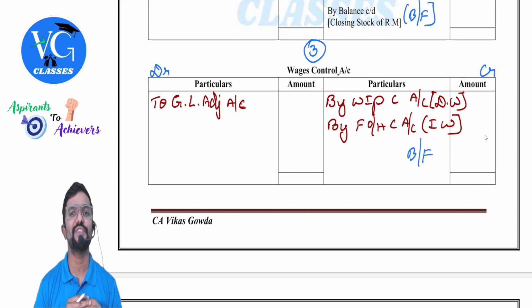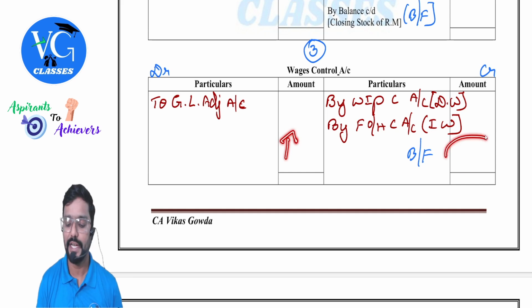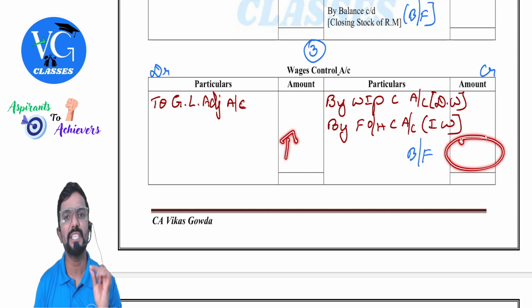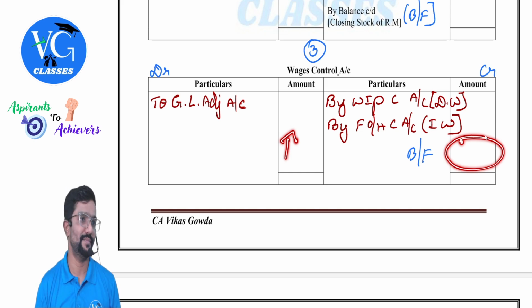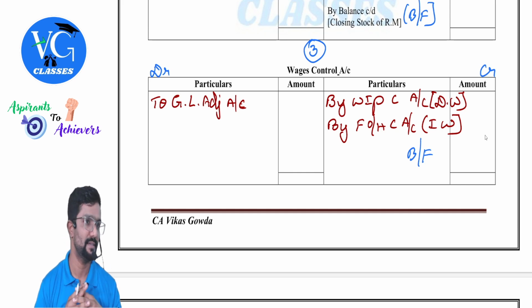Sir, what if by chance it is not matching? Then normally the debit side will have more balance. So on the credit side, we will write it as what? Wages paid for abnormal idle time. That would be the balancing figure, if at all the account has a closing balance. If at all it has.